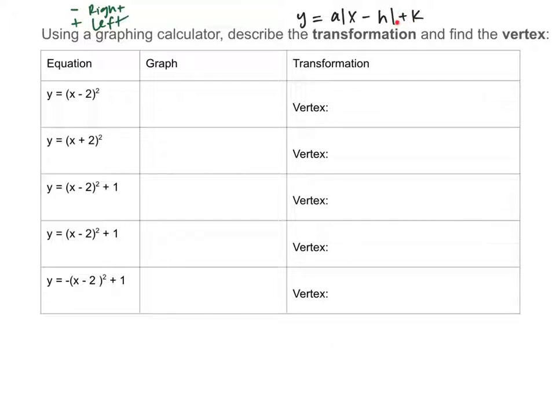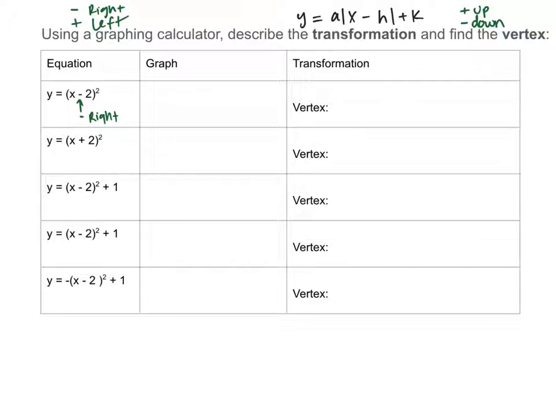Whereas this plus sign here on the outside, notice how this is outside of the absolute value, that's going to be telling you your vertical shift. So if it's positive, you're going to go up. If it's negative, you're going to go down. And that's pretty much the same here. The only thing is we don't have absolute value. We have parentheses. So anytime you have a minus sign on the inside, you're going to be going right.